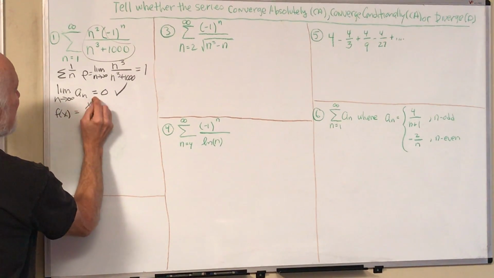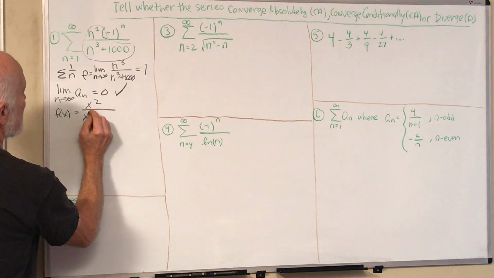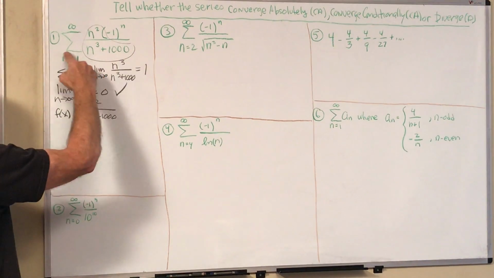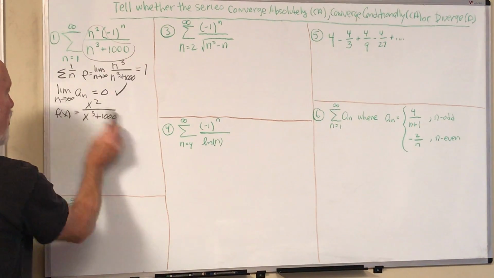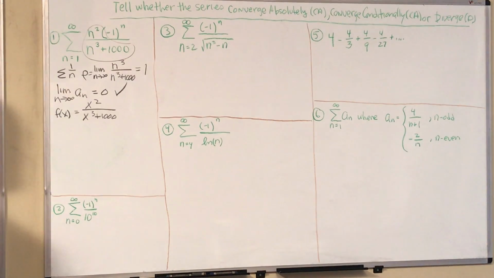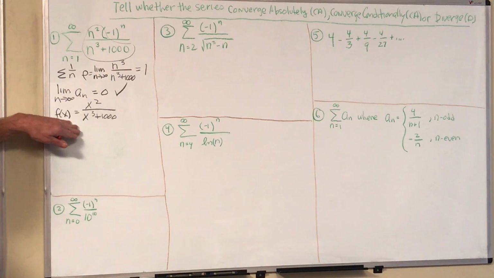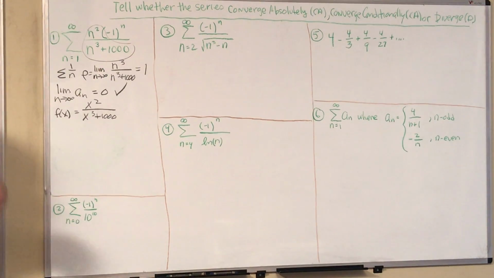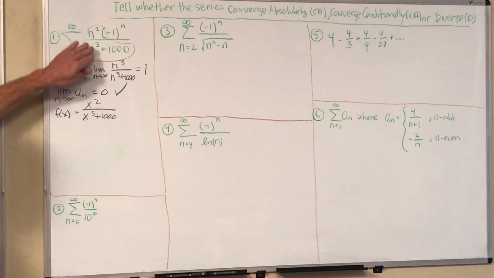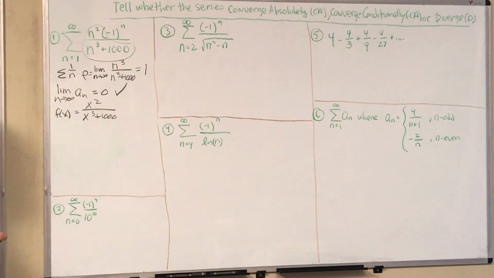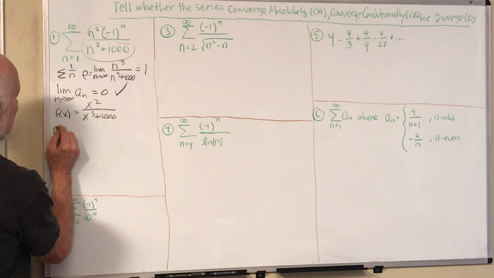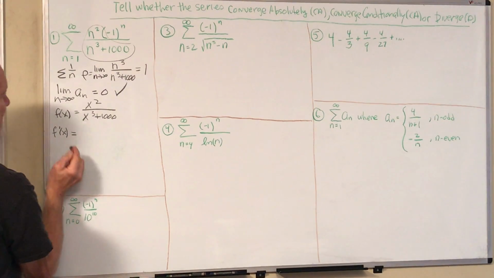So if we just look at x squared over x cubed plus 1,000, the function is going to be the same thing as the series, except this is for all real values and this is only for integer values. So if I can show that this function is decreasing, I can show that the terms of the sequence of the terms in the series are decreasing. So basically, how do I find out where a function decreases? I have to take its derivative.